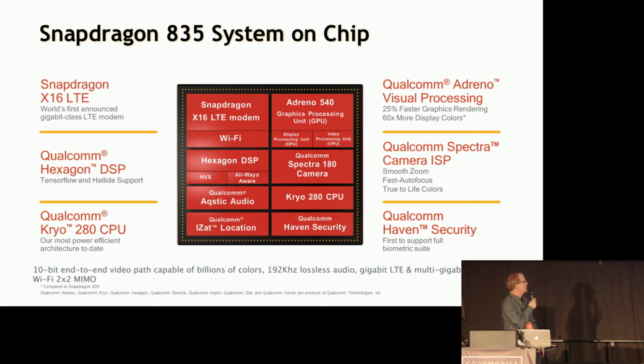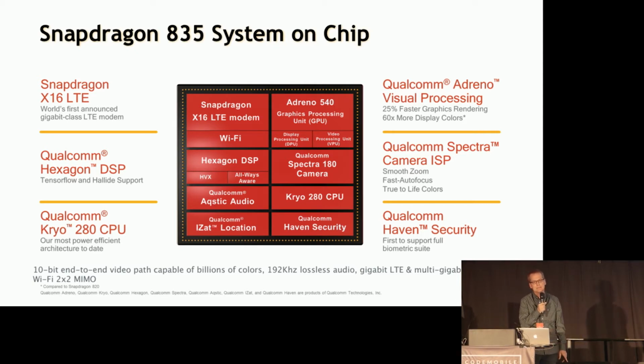Most people don't realize that the new GS8 has a 10-bit end-to-end video path, capable of billions of colors, 192K audio playback, gigabit LTE, multi-gigabit 802.11ad Wi-Fi, and multi-user MIMO. So there's a lot of things going on in these system on chips.